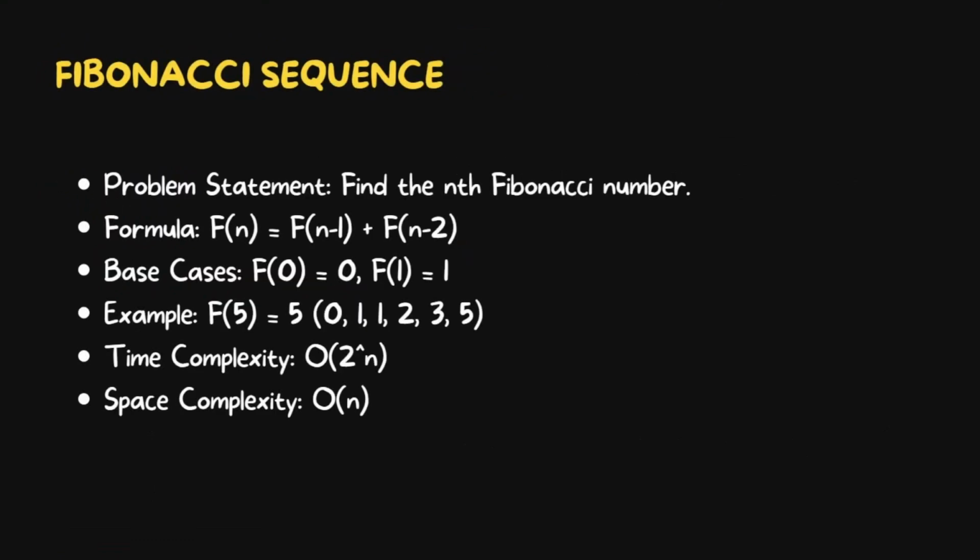Next, we have the Fibonacci sequence. It's a series where each number is the sum of the two preceding ones. The recursive formula is f(n) equals f(n minus 1) plus f(n minus 2). The base case is f(0) equals 0 and f(1) equals 1. For example, for f(5), we need to print the elements 0, 1, 1, 2, 3 and 5. Time complexity is O(2^n) and space complexity is O(n).